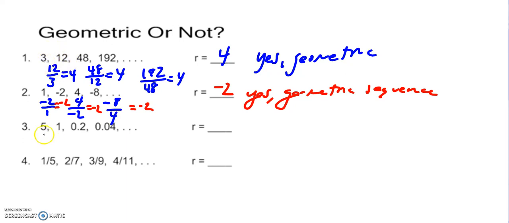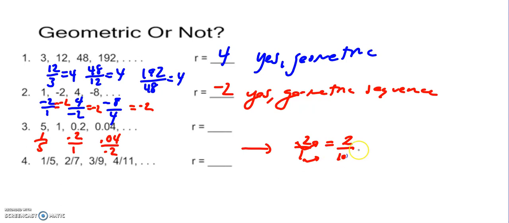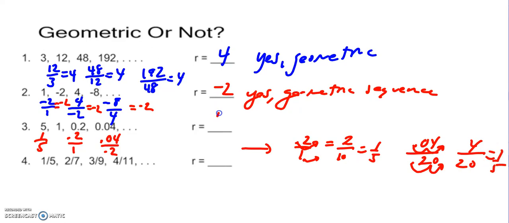Number 3, if I take 1 divided by 5, then 0.2 divided by 1, and 0.04 divided by 0.2, you can do this in your calculator, or you can change these to regular fractions and see if they match 1/5. 0.2 over 1, if you move the decimal over, is really 2/10, which is 1/5. And 0.04 over 0.2, if I move the decimal over twice, I get 4 on top and 20 on bottom, which again is 1/5. So my common ratio is 1/5, and again, yes, it's geometric.